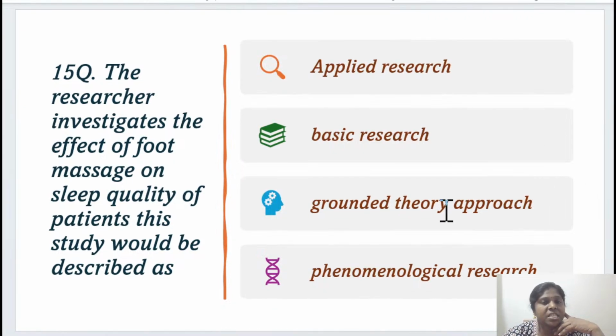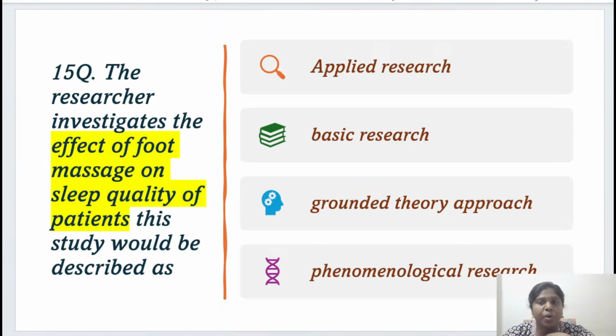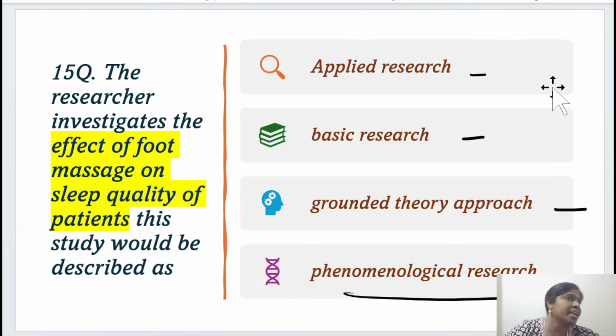The researcher investigates the effect of foot massage on sleep quality of the patients. This study would be described as what? So here the researcher is doing one study regarding effect of foot massage. So once you do foot massage, whether it is going to cause a good quality of sleep of the patient. So what kind of research is this? Whether it is applied research, basic research, or grounded theory approach, or phenomenological research. Oh, it's raining outside. So what kind of research is this?